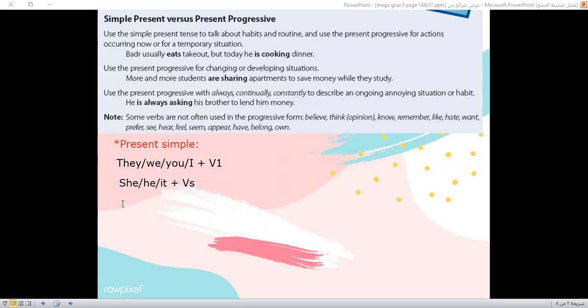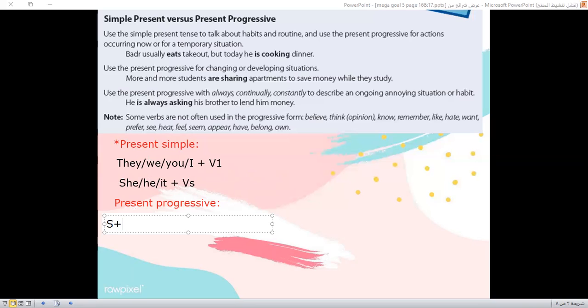Okay. What about the present progressive? What is the rule of the present progressive? I am talking now. I am playing now. Ing. Of course, the verb is going to be with ing. Now, how am I going to write the rule? I will say that I will have a subject. The subject could be all of those: they, we, you, I, she, he, or it.